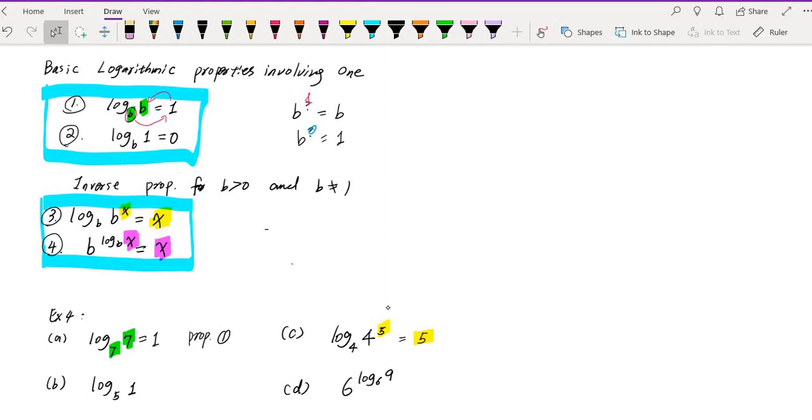Okay, so let's look at the b. If you look at b, that is just going to be property 2, so you're going to get 0. We're really just matching them. Okay, so then here we have the last one. That's just going to give you 9 because that is the property. This is property 3 and then this is property 4.